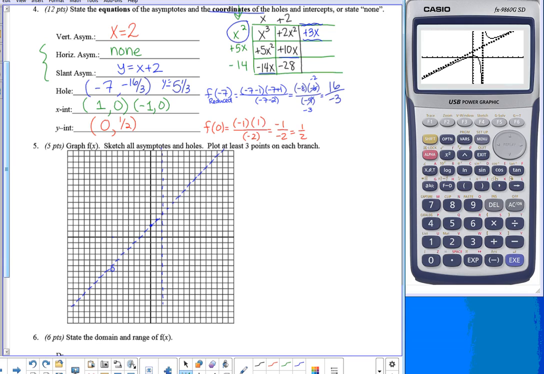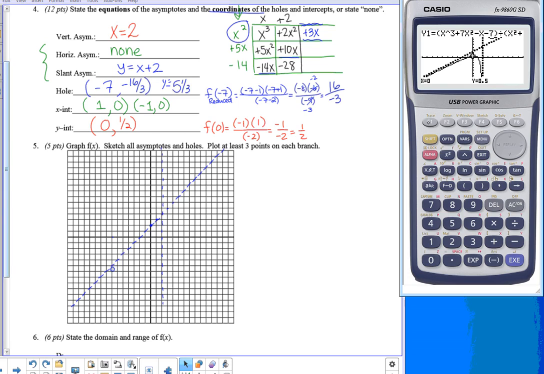And I could double check on my calculator. If I went into trace, I can either try to get close. If I just jump over to negative 7, it's going to tell me I have an error. But again, if I do like a negative 6.99 and try and fake it out, it tells me negative 5.3, which was really close to my negative 5 1/3. And that looks good.